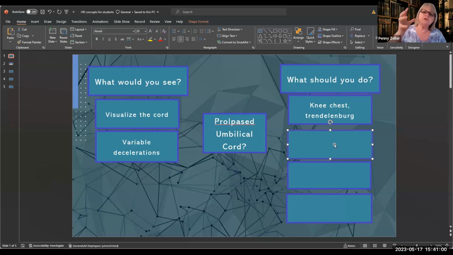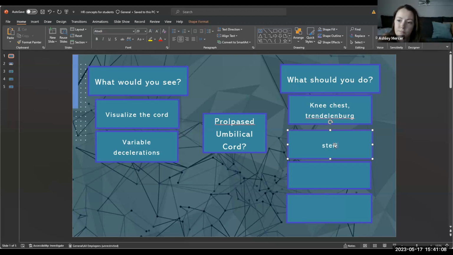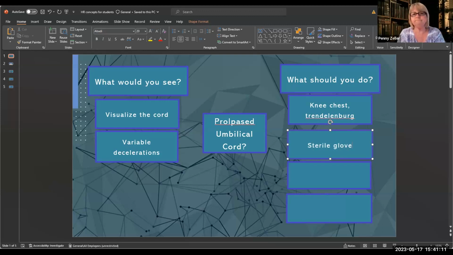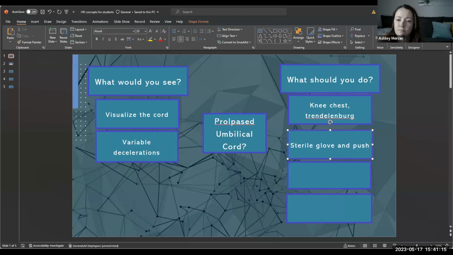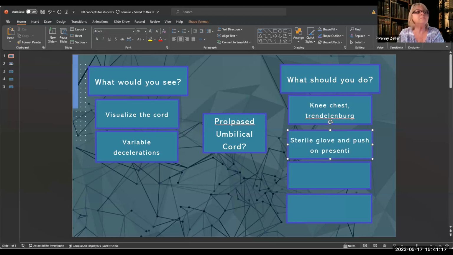We've got her up on her knees and her hands, and if we push on the head, it pushes the head up away from the cord. And we're going to use a sterile glove, right? Yes. Push on the presenting part.